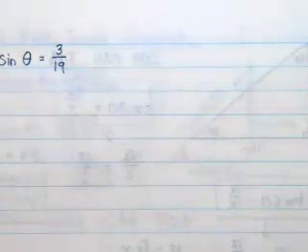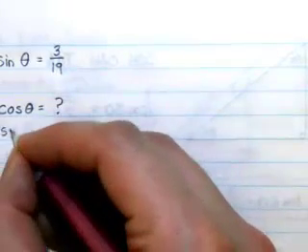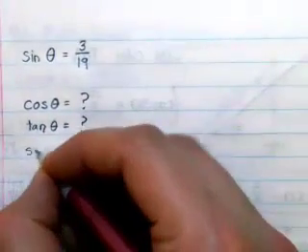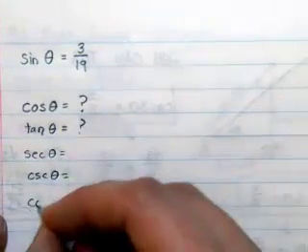So let's say that we know that the sine of some angle theta is 3 over 19. I don't know what the angle is. What I would like to find is the other trig functions. What's the cosine of theta? Oops, I already know the sine. Tangent, that'd be the easy one. So what's the cosine? What's the tangent? What's the secant? What's the cosecant? What's the cotangent?